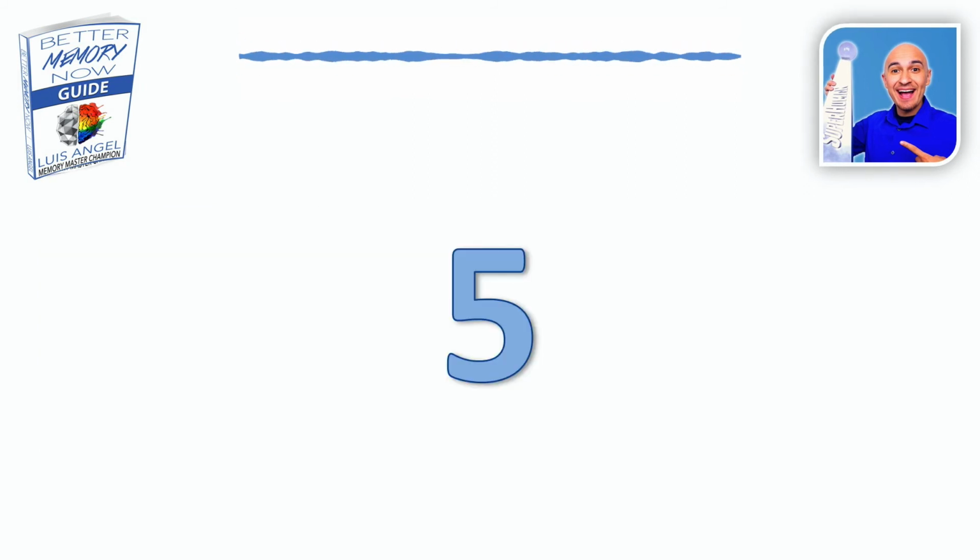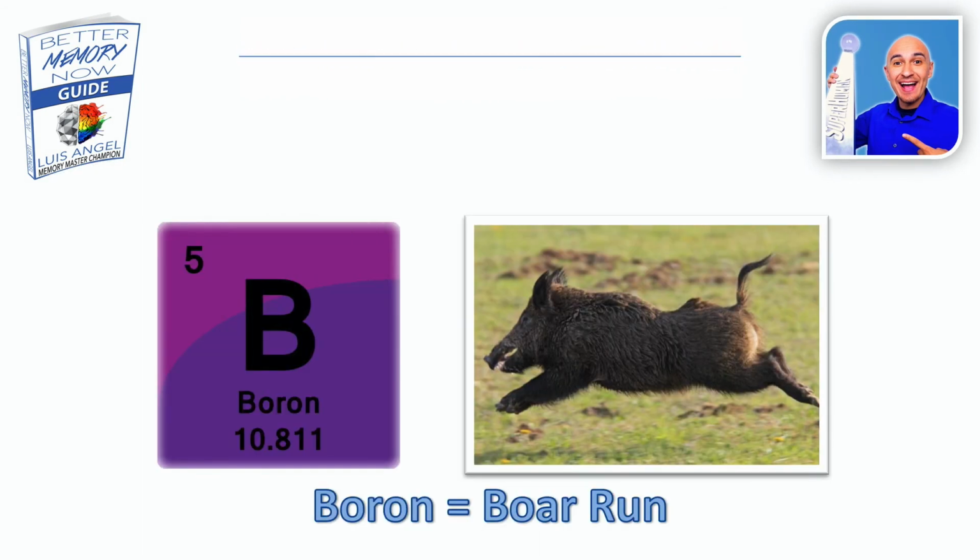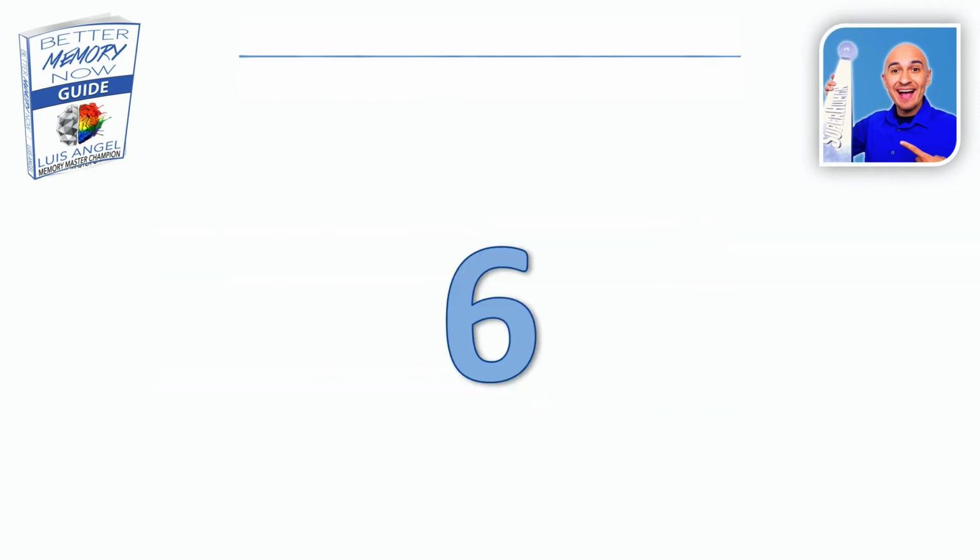5. For me, the 5th location is a TV. So I would see a boar running, a pig, a wild pig, boar running on that location. So number 5, the 5th element is boron. I love that movie, The 5th Element. Very futuristic. Now we go on to the 2nd room, 6th location overall.